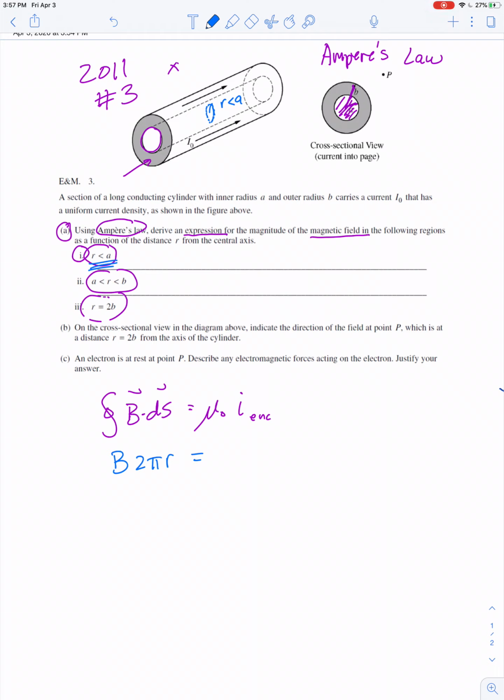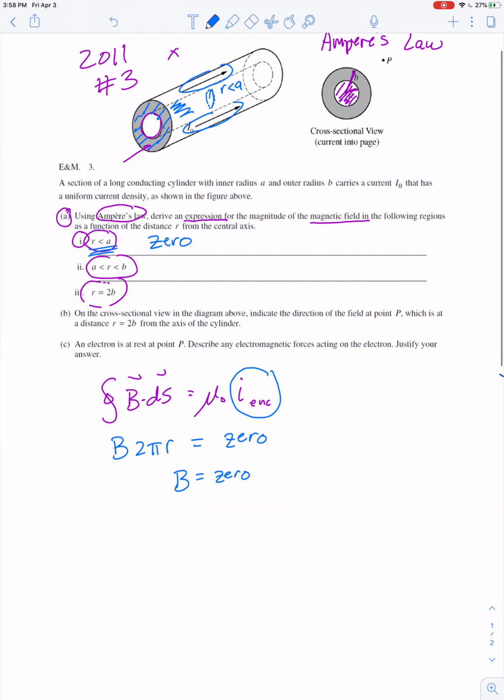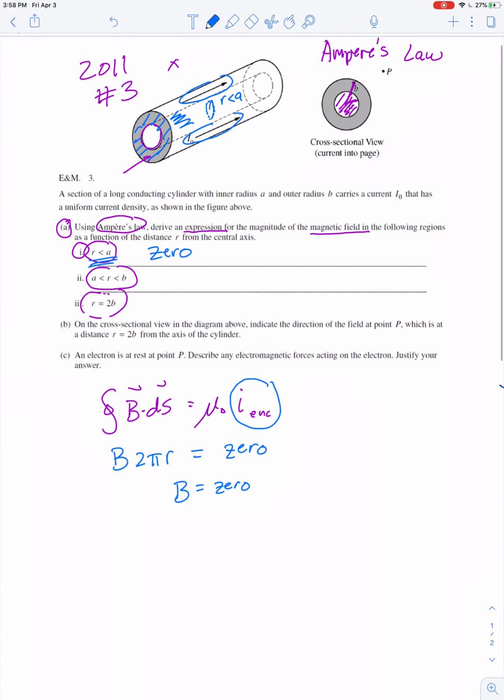But the right side, here's the trick to it: how much current is enclosed by that Amperian loop? Well, there is no current in this region. All of the current lies within the solid part of the conductor. So because the whole right side of the equation is 0, that means B is equal to 0 in that region. That was easy. Okay, so now let's find the magnetic field at some point here.